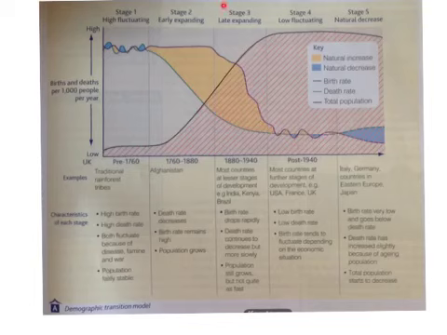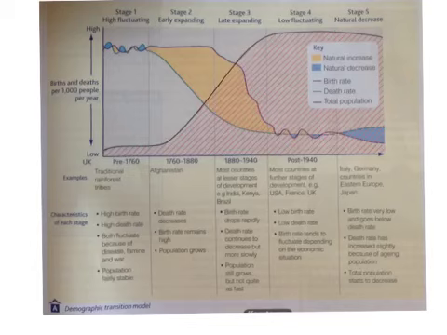Next we have stage 3. Now, stage 3 is late expanding. The death rate is continuing to fall, as you can see here, but also it's starting to slow down. The key factor at the start of stage 3 is the decrease in the birth rate, though. As you can see, this top line is starting to decrease. The birth rate starts to decrease, and it can often be quite rapid.